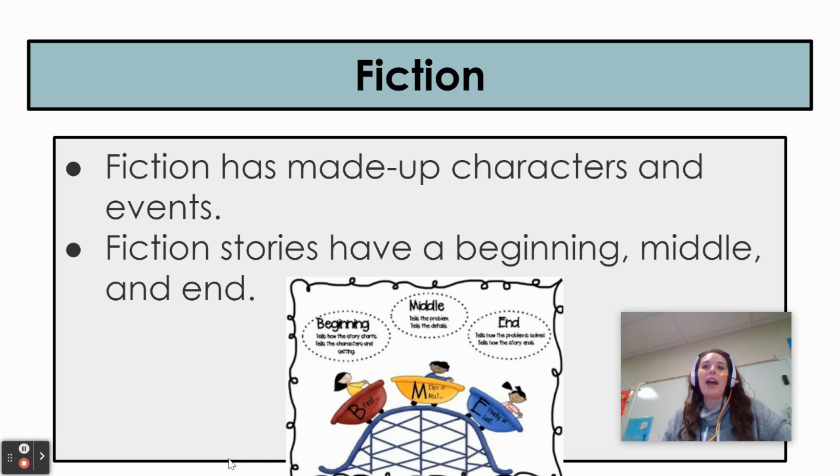Fiction stories also have a beginning, a middle, and an end, much like the personal narrative stories you all wrote. So the beginning of the story tells how the story starts, tells about the characters and the setting. In the middle of the story, it usually tells the problem and the details of the story. And in the end, we learn usually about how the problem is solved and how the story ends.